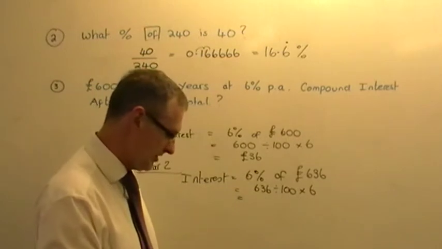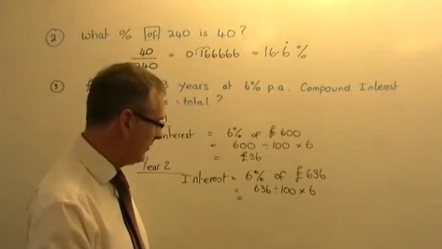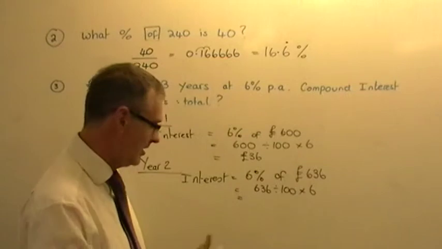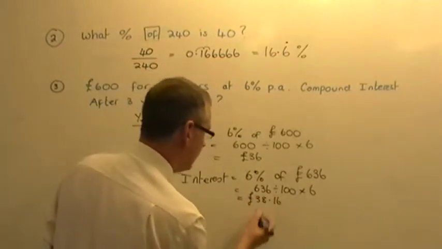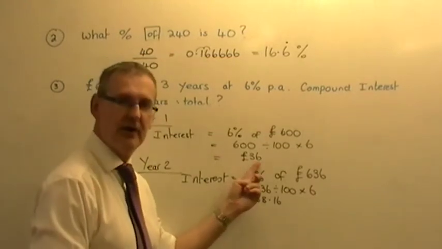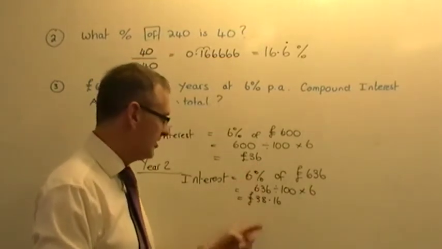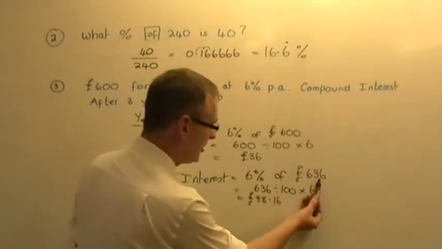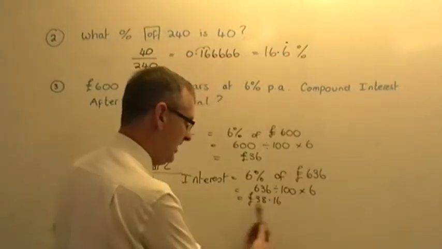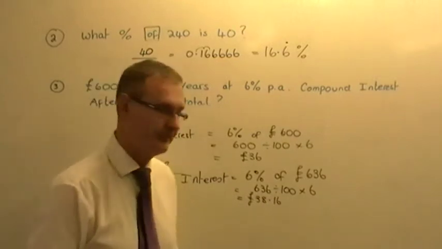So 636, and then we have to times that by 6. We get interest of £38.16 for the second year. Notice the interest has gone up from £36 to £38.16. Okay, that's because the total in the bank is getting bigger, so the interest will get bigger for year 2.